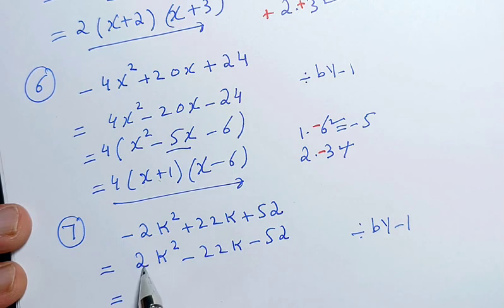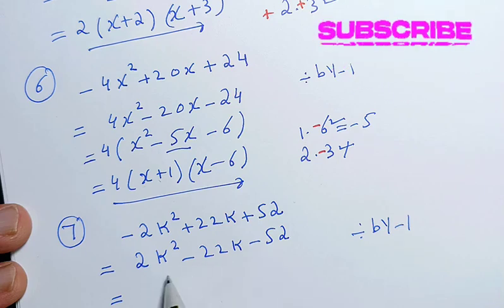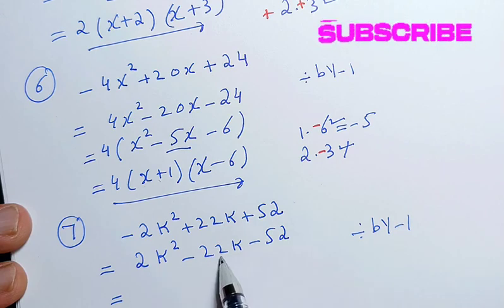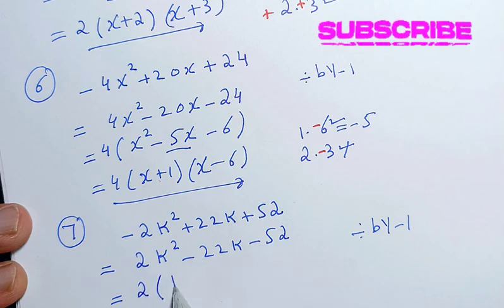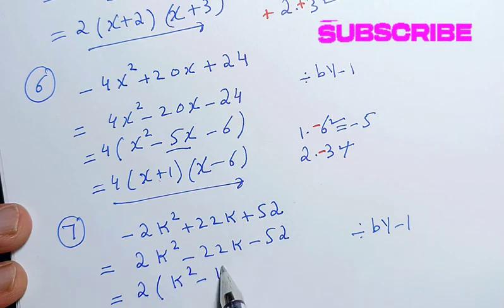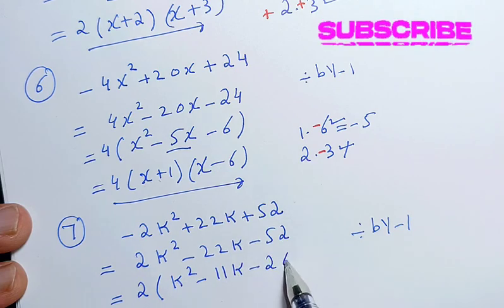Yes, 2. We can see the other two terms can be divided by 2 in this whole expression, in these trinomials. So 2 can be divided by 2, 22 as well, and 52. So 2 is my common factor. So we get k squared minus 11k minus 26, after dividing 52 by 2.